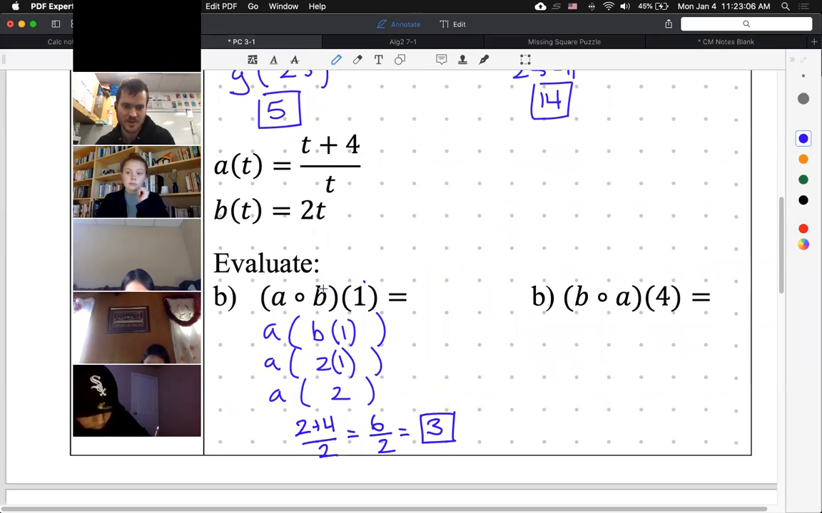Again, 1 got plugged into b. 2 times 1 is 2. And then we use that 2 and then plug that into all of the variables up here, and we got 3. Nice. Let's try it again.